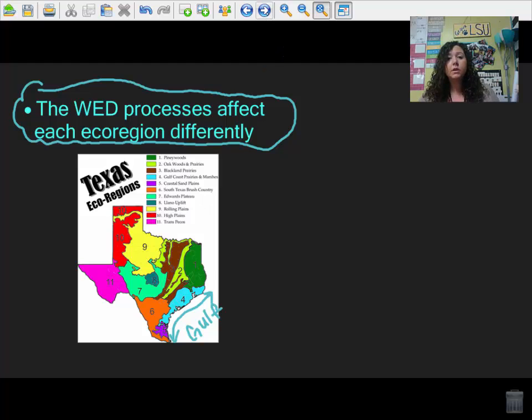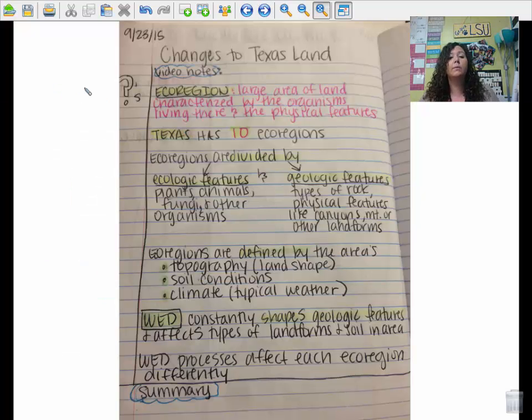So what you want to do now, I told you I would put up an example of my notes for the first couple videos. These are all the very important points that we need to know. If you needed some help getting your notes set up for today, I did put a copy of my notes up. Here they are, and these are the main things that you want to make sure that you have copied into your notes. We need to make sure we know what an ecoregion is, that there are 10 ecoregions, how those ecoregions are divided and defined, and then how WED affects these ecoregions.